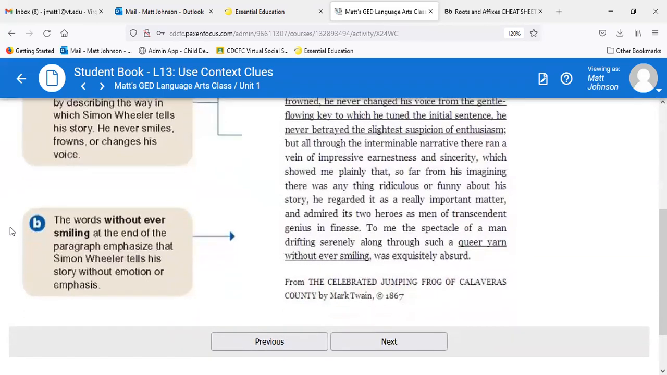And then our next part here, queer yarn without ever smiling. So of course, Mark Twain, this is a fictional piece, storytelling. You'll often have more descriptive passages, right? You'll use more descriptive words and more flourishing adverbs and adjectives in fictional work. So it says that the words "without ever smiling" at the end of the paragraph emphasizes that Simon Wheeler tells his story without emotion or emphasis, right? So it's drawing back again to the idea of monotony and being monotonous. So never.